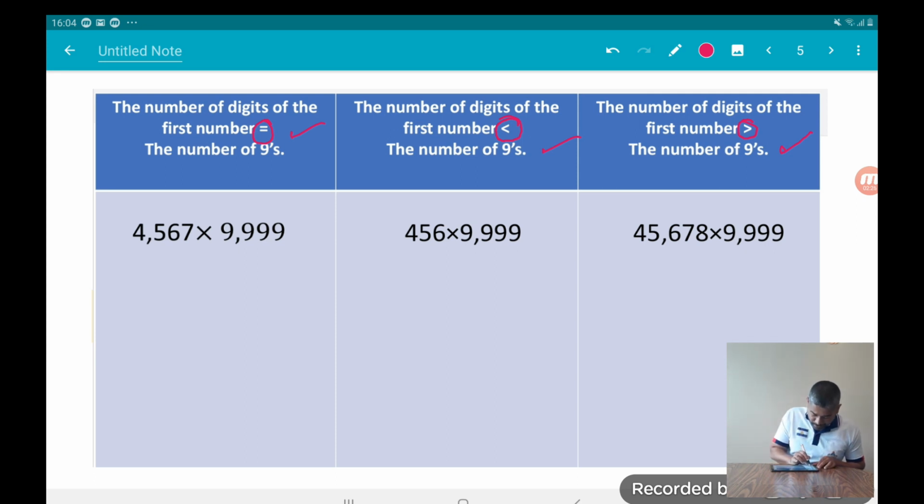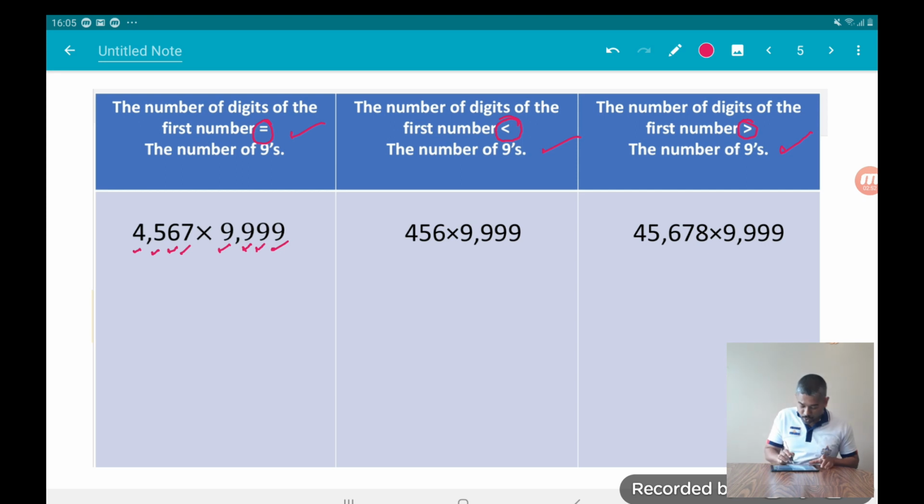You can see here 4,567 times 9,999. You look at how many nines are there. So 1, 2, 3, 4 nines. Am I right? And how many digits in that number? That's 1, 2, 3, 4. They are equal. So the number of digits are equal. That's the first condition. First type of problem.